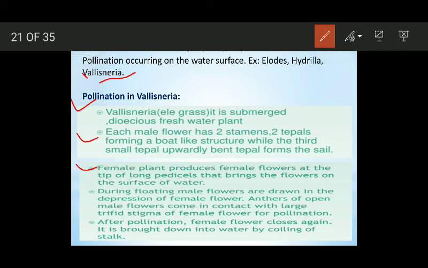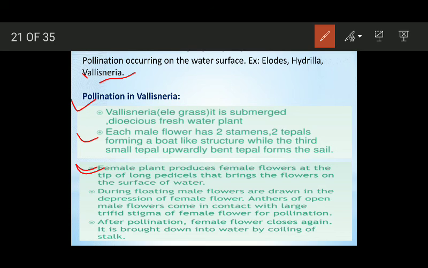The female plants of this species produce female flowers at the tip of long pedicels that bring the flowers to the surface of water. At the tip of the pedicels, the female flowers are borne, and these female flowers come to the surface of water. During floating, the male flowers are drawn into the depression of the female flowers. The male flower goes into the depression of the female flower.